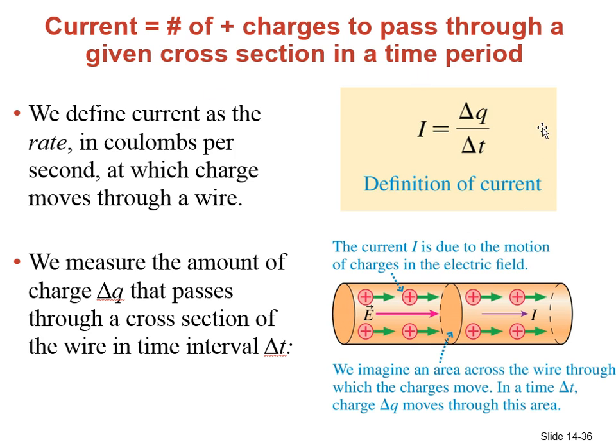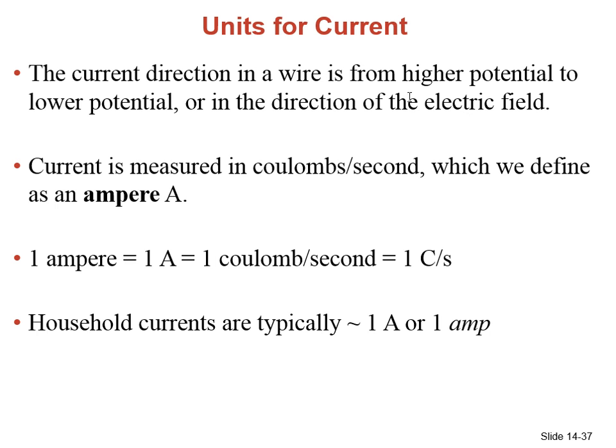Okay, current, as I mentioned at the very top here, is the number of charges that pass through a given cross section in a given time period. So that's change in charge, or the number of charges that pass in a given period of time, so delta Q over delta T. The units for current are amps, which stand for a coulomb per second.